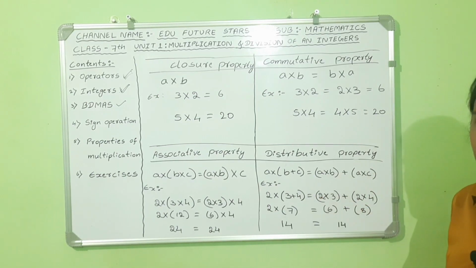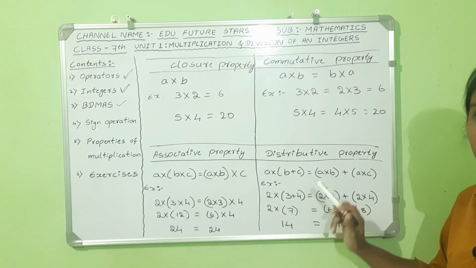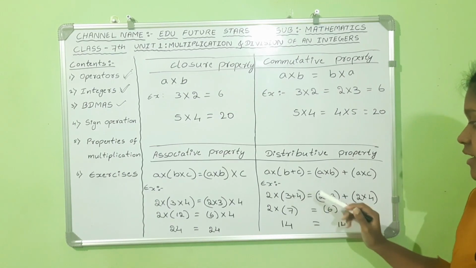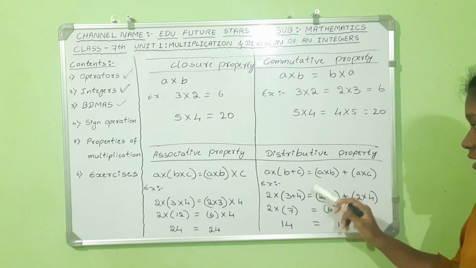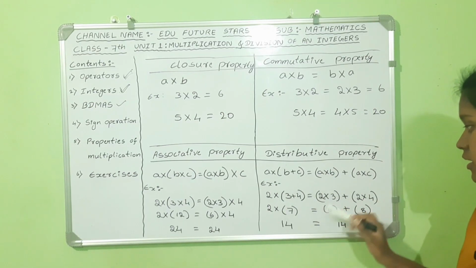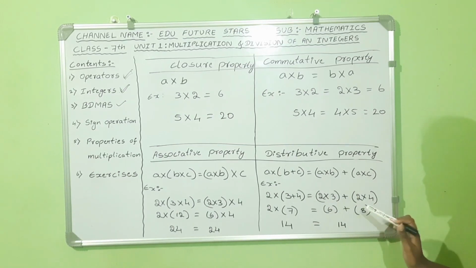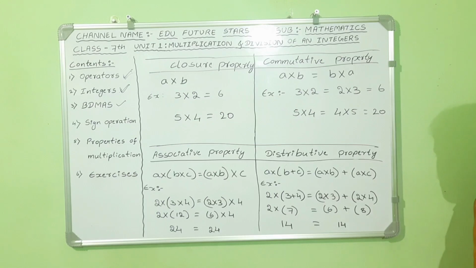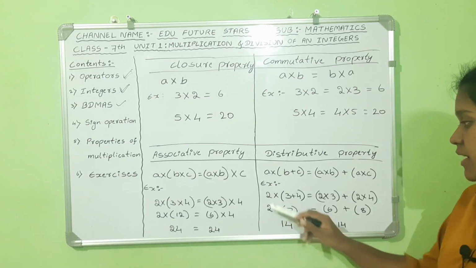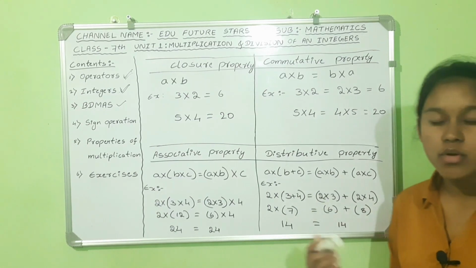So let's see the example. 2 into (3 plus 4). Here 3 and 4 are added. In the right hand side, let me keep the A and B values over there. So A is 2, B is 3. Then here A is 2 and C is 4. Now let's multiply 2 with what is in the bracket, which we have to solve first.